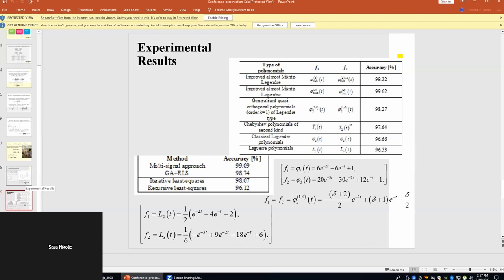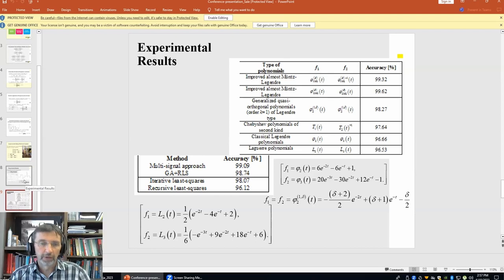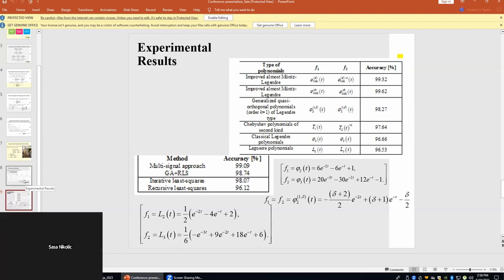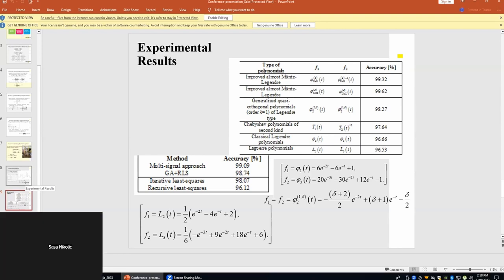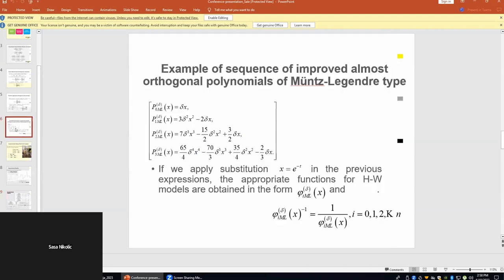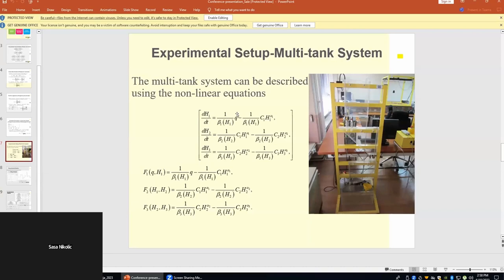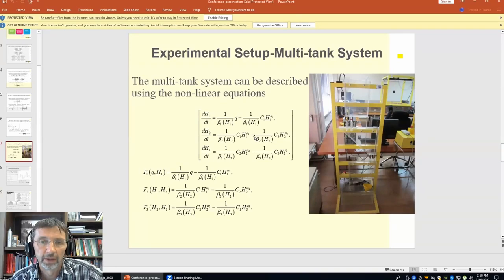Yes, with genetic algorithms. Okay, but the recursive least squares method has good results if the system is linear in parameters. So when you use these polynomials, I think this is not the case. So maybe you will have some problems with the recursive least squares method. Yes, before we use the recursive method, we first do the linearization of this. Okay, now I understand.